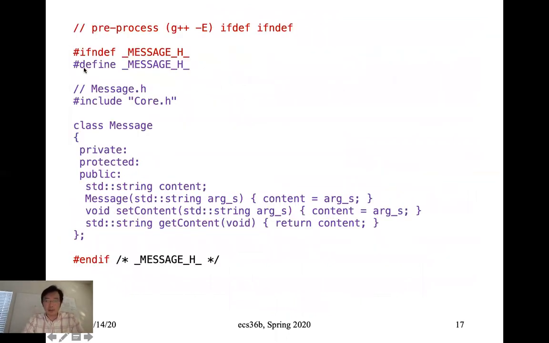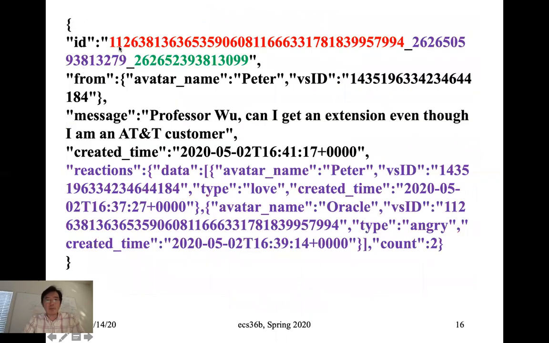Sorry. The first pair is the identity, with some sort of avatar name, which you are familiar with now after you complete homework assignment 2 part 1, and you have your VSID, the virtual student ID, and then the message.